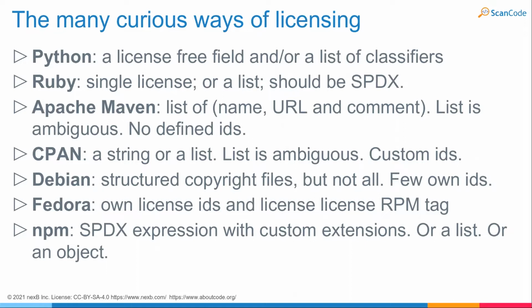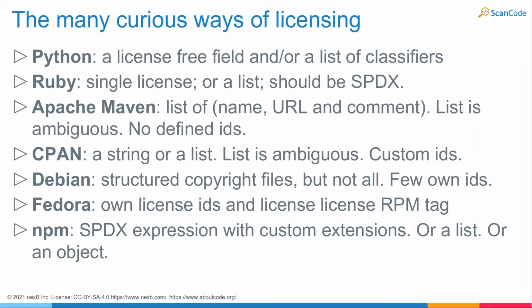CPAN also, by the way, uses custom identifiers and their own custom IDs. And you have to understand that each time there's a custom list of identifiers, these are different for each of these package ecosystems. So eventually, if you were to build mappings, you end up having a giant matrix which maps all the licenses to a normalized code.